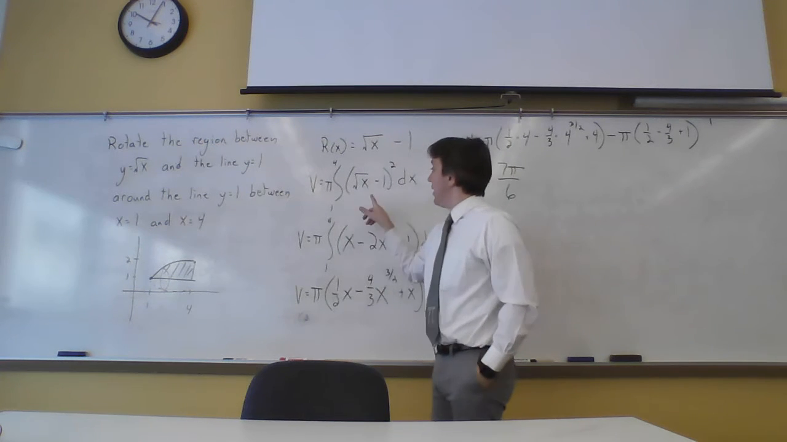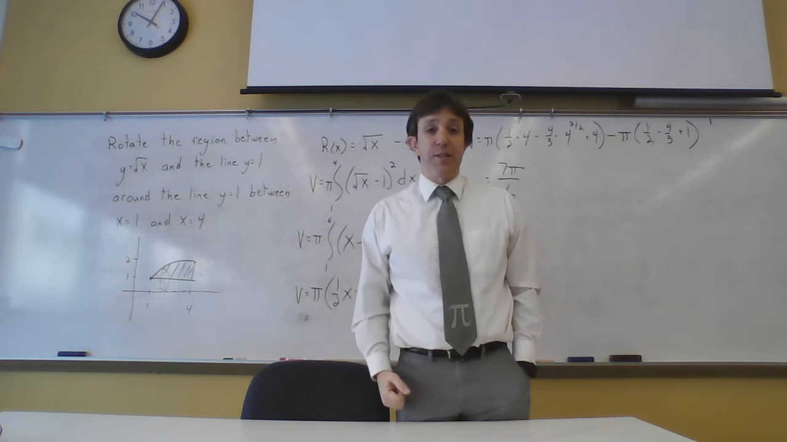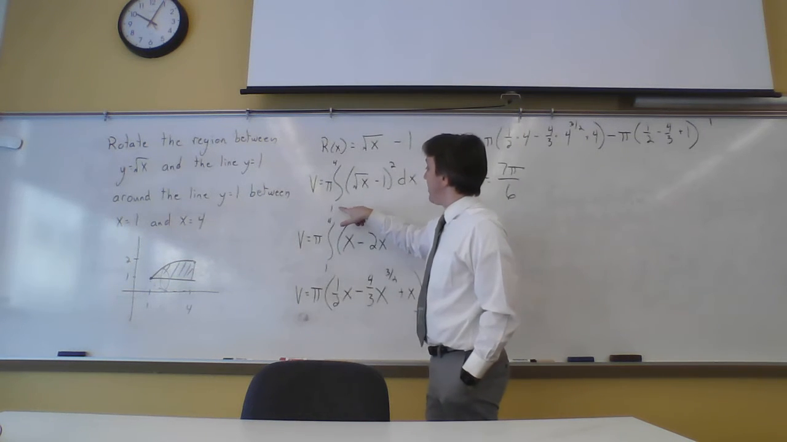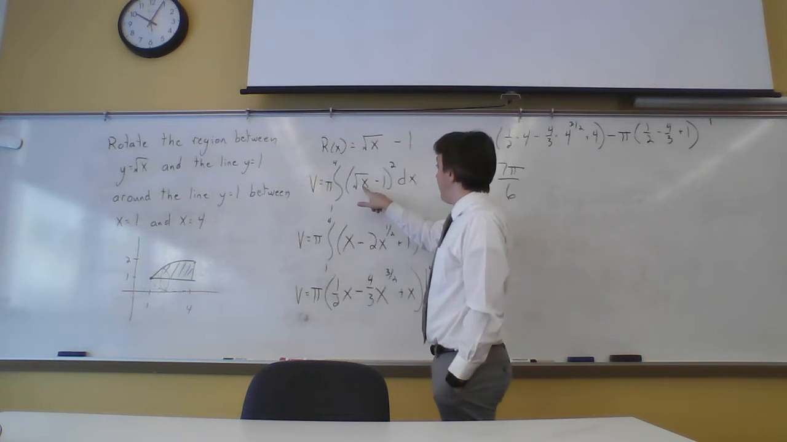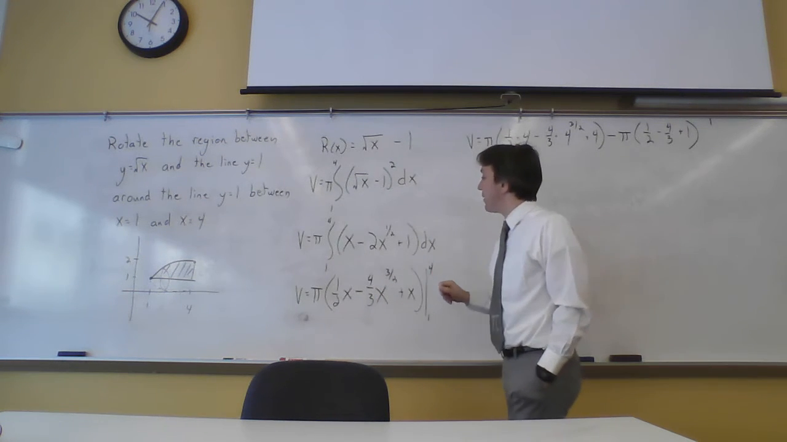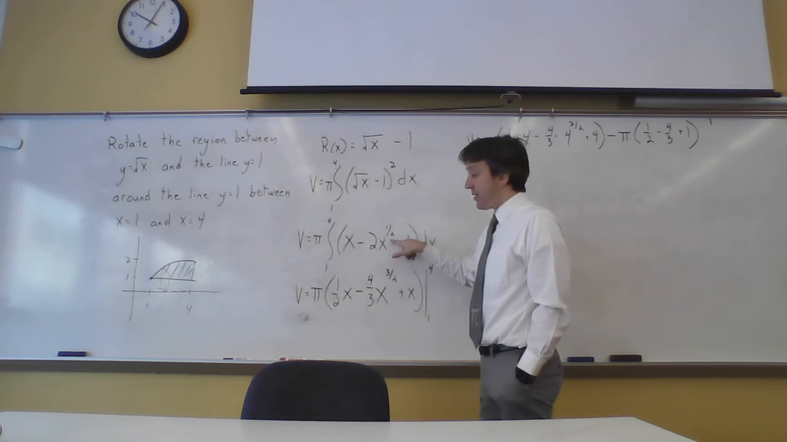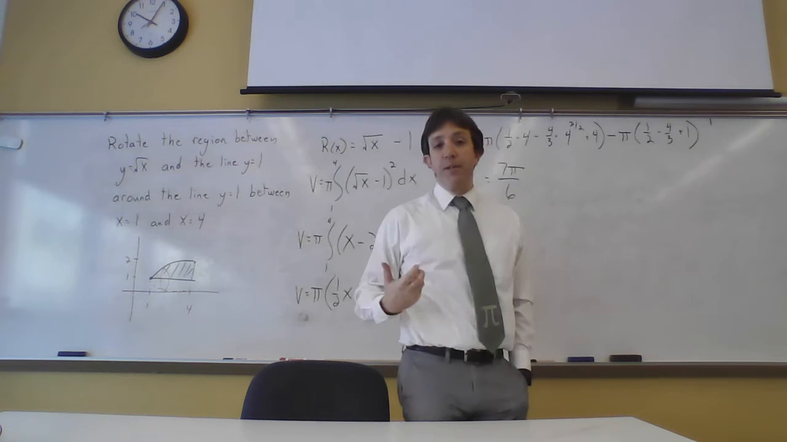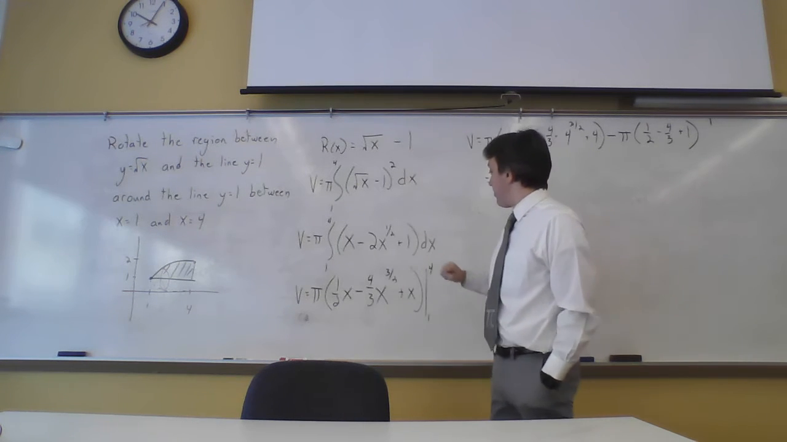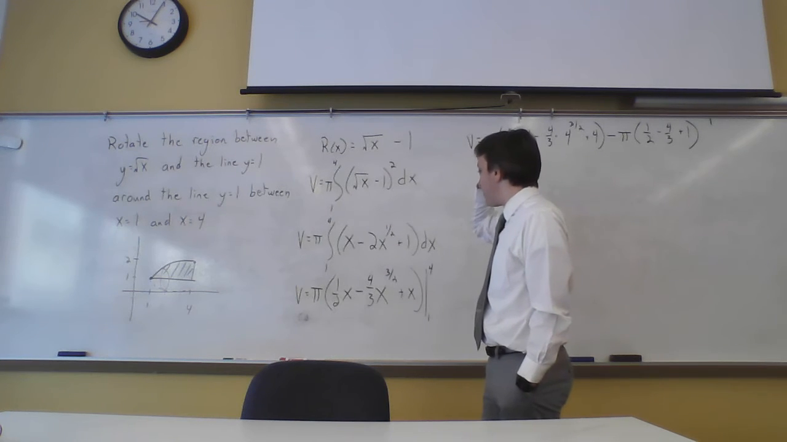The volume is, this time I put pi in front of the integral. I brought it out already because it's just a lot nicer. So I have pi times the integral from 1 to 4, because that's where my x values are going, of the square root of x minus 1, squared. If you multiply that out, you get x minus 2 times x to the half, plus 1. I changed my square root to a half power because that's going to be a lot easier to integrate.